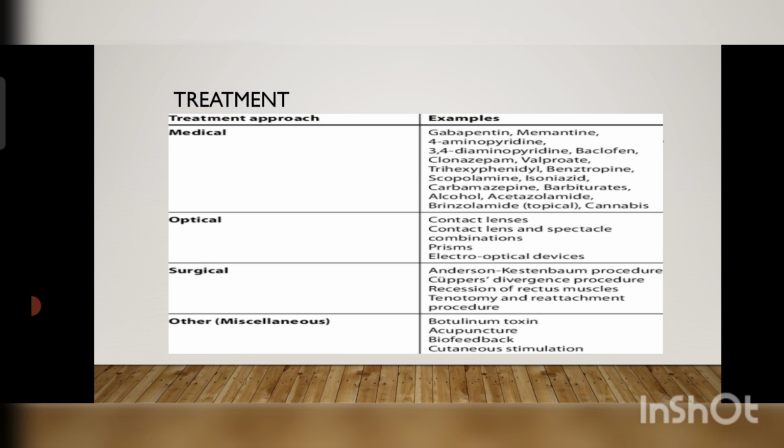If there is congenital motor nystagmus, we can do a Kestenbaum eye muscle surgery, which can cure the nystagmus. It brings the null point to the primary position of gaze. Also, we can give botulinum toxin in case of nystagmus, which gives a good response.